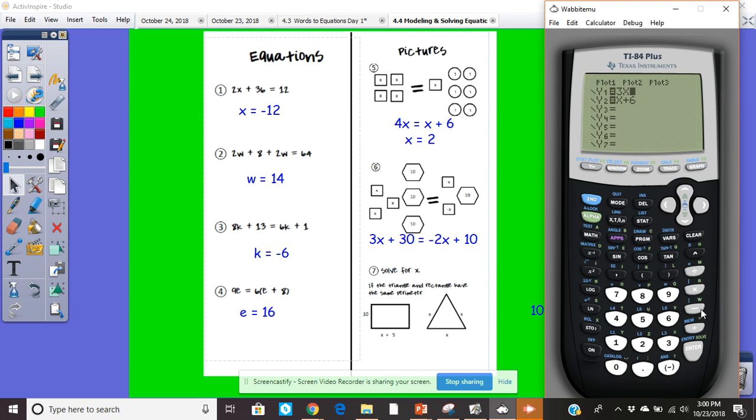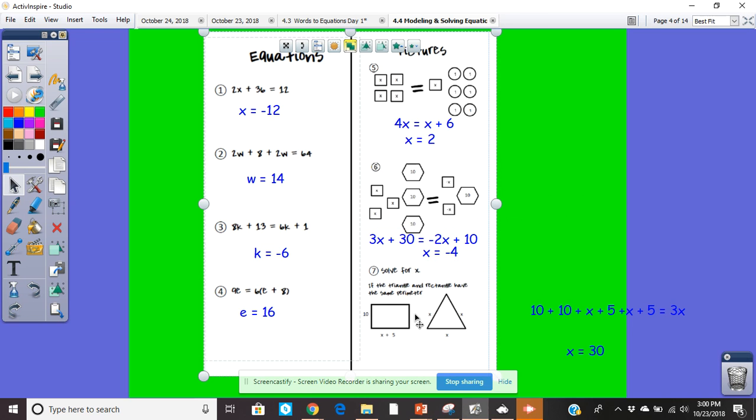So 3x plus 30. And then I would do negative 2x plus 10. So second trace 5. I get x is negative 4.